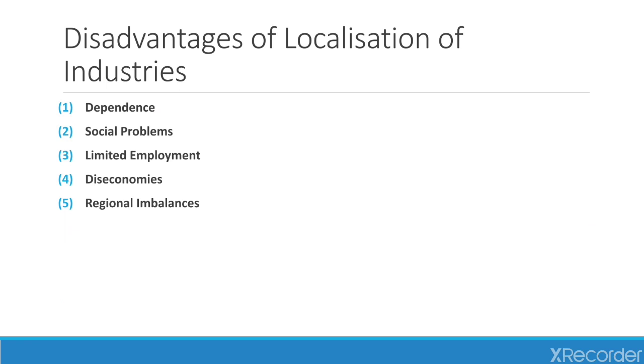Again, if such specialized labor organizes itself into a powerful trade union, it can force the employers to pay higher wages, which may raise the cost of production and adversely affect the industry.